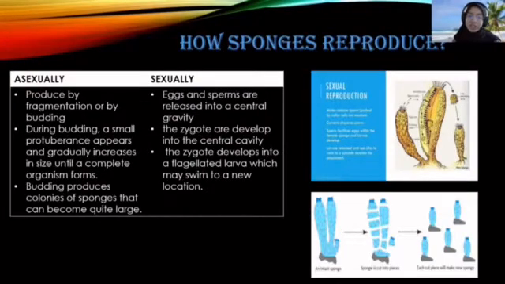Sexual reproduction is when eggs and sperm are released into a central cavity, and the zygote develops into a flagellated larva which may swim to a new location.